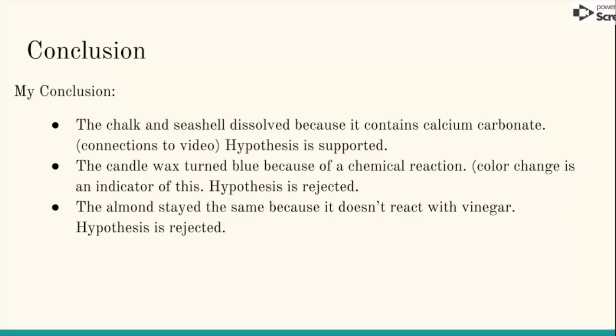The candle wax turned the vinegar blue because of a chemical reaction, because color change is an indicator of a chemical reaction. An indicator means that if this happens, then you can kind of think, okay, a chemical reaction occurred. Unless, of course, we can't say that a chemical reaction occurred with our chalk because it turns yellow, because the chalk itself is yellow, so we know that it's really just that making the vinegar turn yellow. But because the wax is white and the vinegar is clear, we can tell that something happened for it to turn blue.